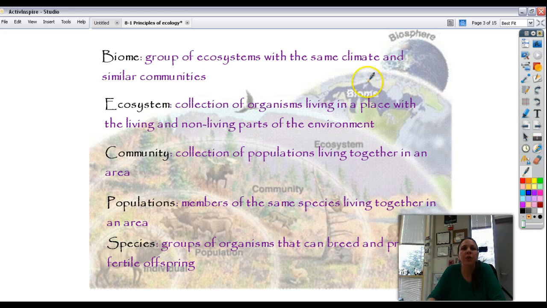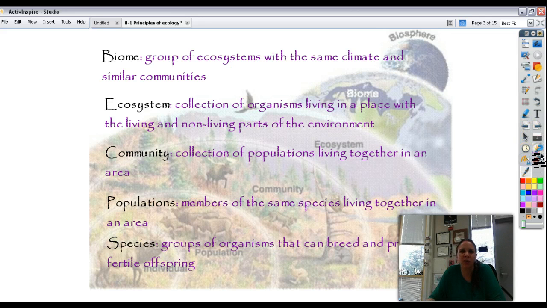The next smaller chunk is this thing called a biome. A biome is just a group of ecosystems that have the same climate and the same type of communities. For example, the desert is a biome. The rainforest is a biome, and there's lots of different ones that we find. We live in a biome which is called the Mediterranean climate or Mediterranean biome, where we have hot, dry summers and not too cold wet winters, and the winter doesn't last very long. The weird weather here in California is due to this particular biome.